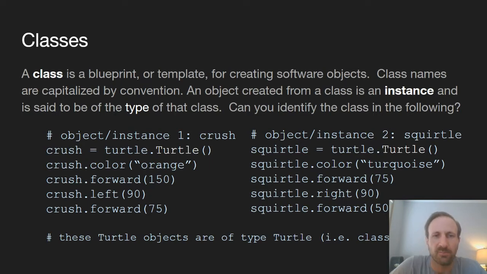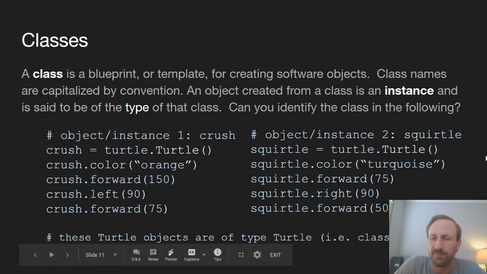So in the code example here, we can see that the capital T Turtle class is called to initialize an instance of class Turtle, which is Crush here. This first turtle, by the way, is referring to the turtle module that we had to import to even access the turtle code. So all the turtle code is bundled here, and then the Turtle class is one piece of that code that allows us to create these turtle objects. So in this case, Crush is an instance of class Turtle. Crush is said to be of type Turtle because it's a turtle. Same thing for the Squirtle object here, same idea.